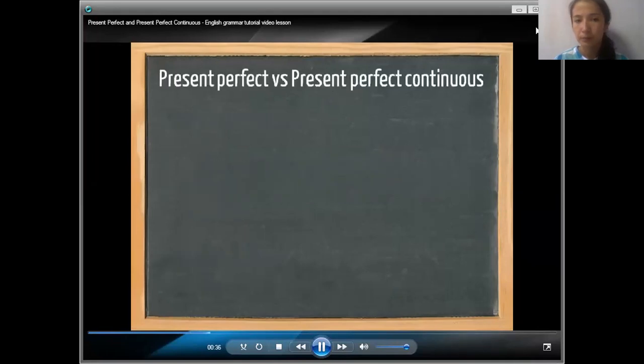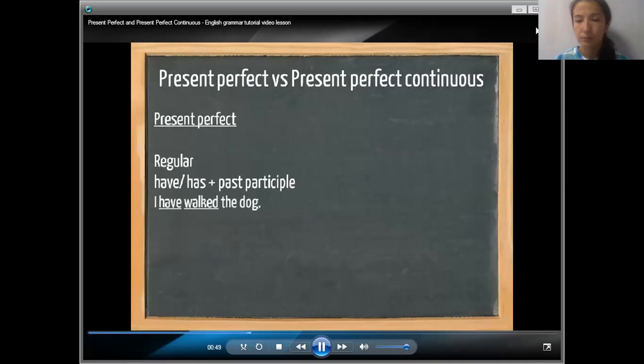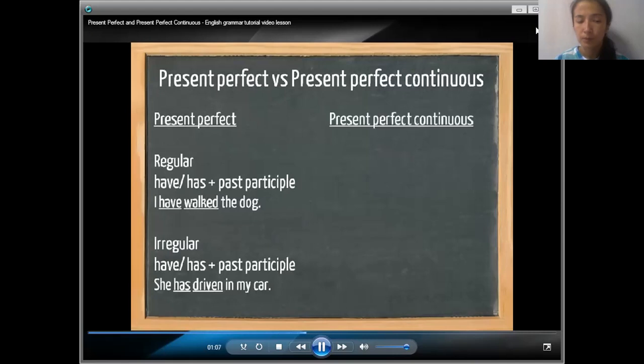First, we're going to take a look at how to form a present perfect. For the regular verbs, we use the auxiliary verb to have and a past participle. A past participle can be made by adding -ed to the base form of the verb. For example, I've walked the dog. For the irregular verbs, we also use the auxiliary verb to have and a past participle, but here the past participle is our own unique form. She has driven my car. The infinitive form of the verb is to drive.